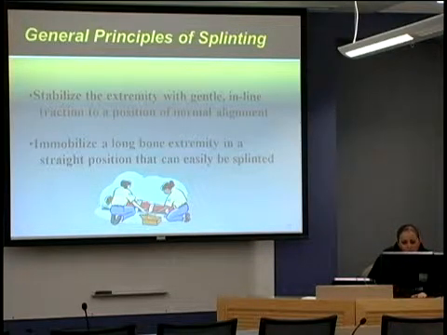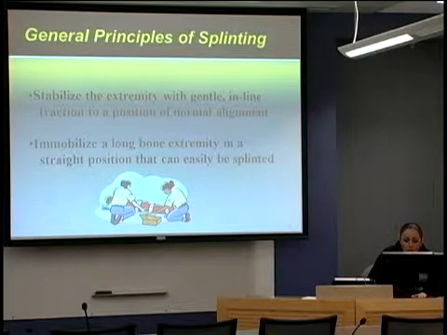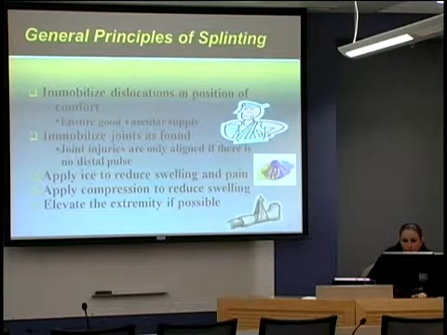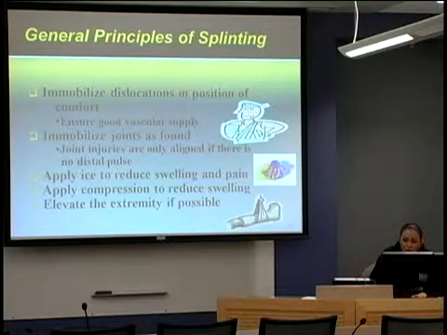You want to stabilize the extremity with gentle inline traction to a position of normal alignment, and long bones extremity in a straight position that can easily be splinted. Dislocation, you want to immobilize in a position of comfort and ensure good vascular supply. Immobilize joints as found. Joint injuries are only aligned if there is no distal pulse.